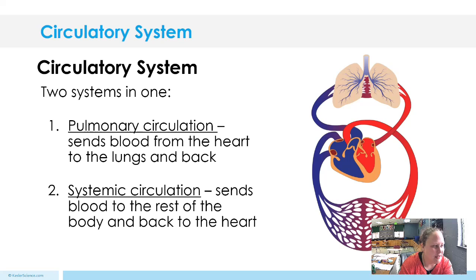The second system is the systemic circulation. It sends blood to the rest of the body and back to the heart. So these are your main systemic circulation. It sends blood to the body, and then it picks it back up and sends it back to the heart.